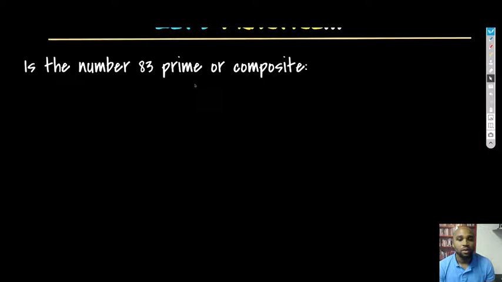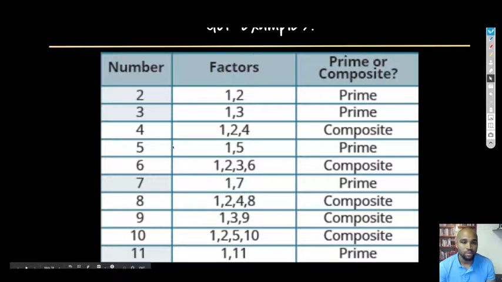Is the number 83 prime or composite? Let's check. Did that make sense? Is 83 prime or composite? How do we figure this out? One of the things you can do, looking at our breakdown from the last screen, is to divide by the lowest prime number.